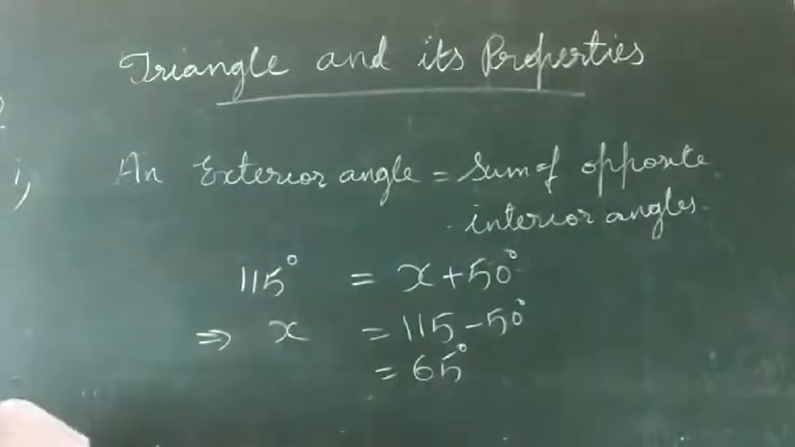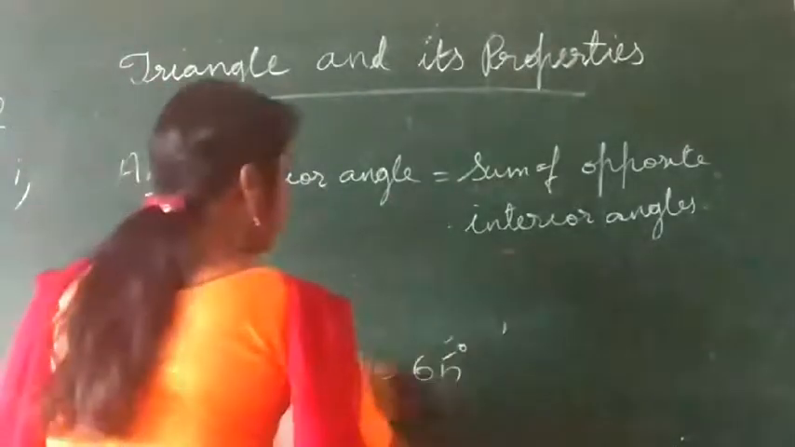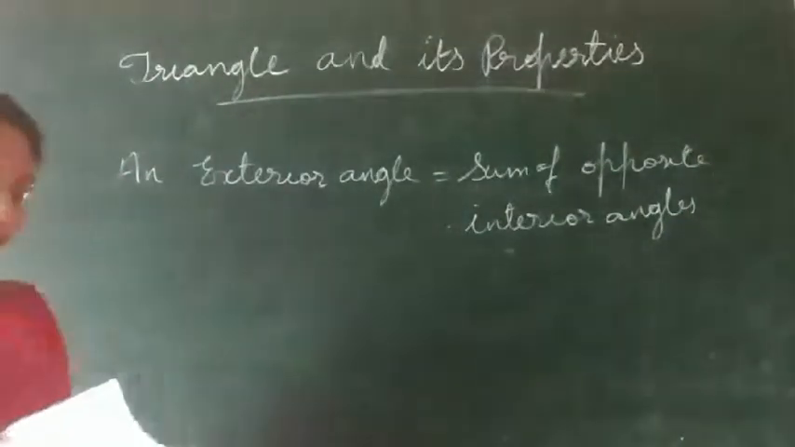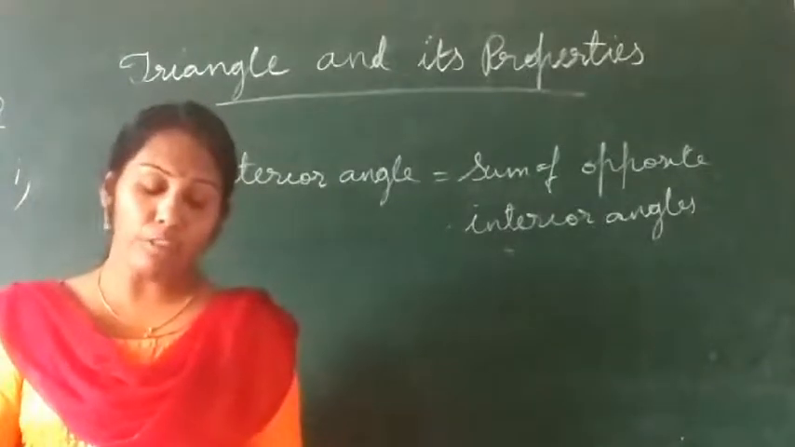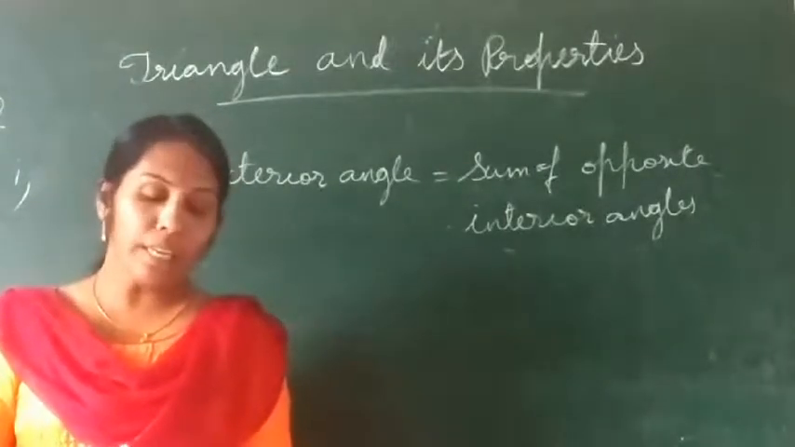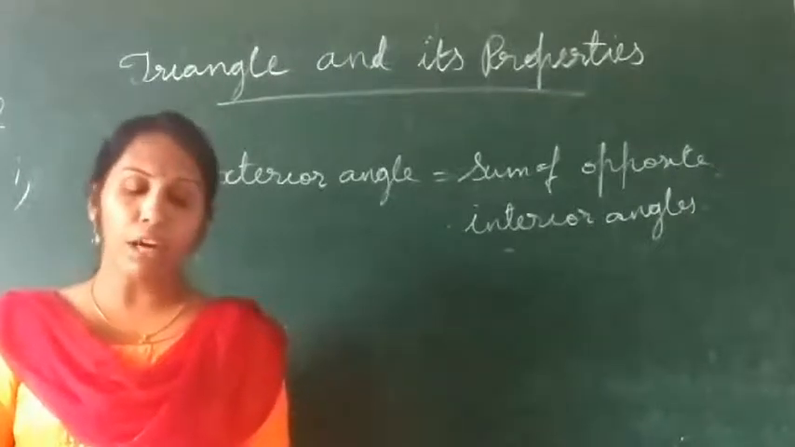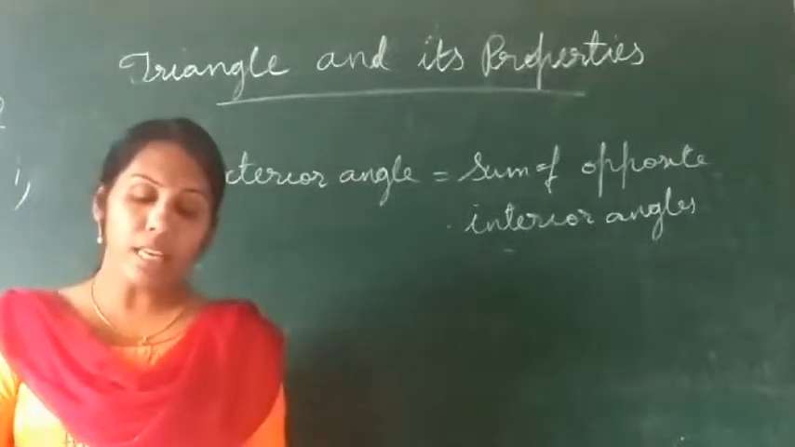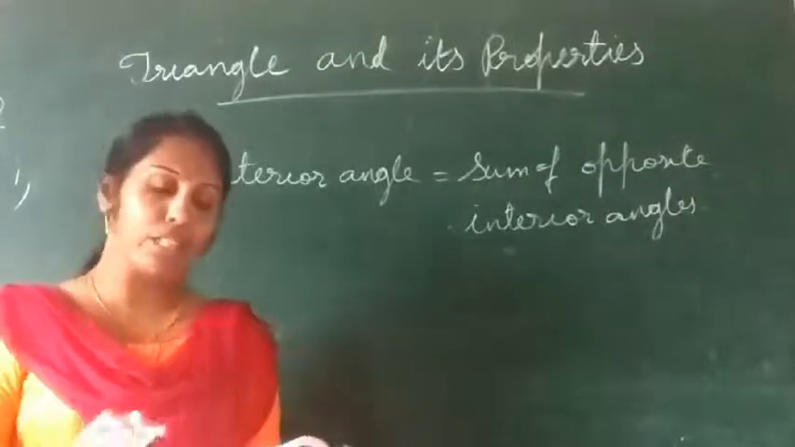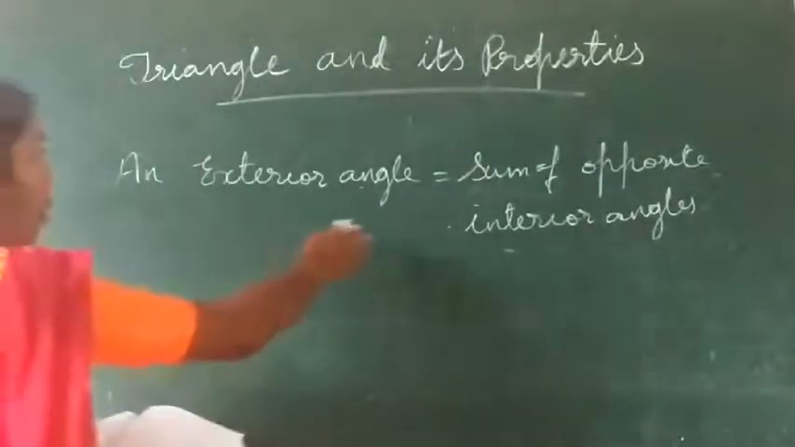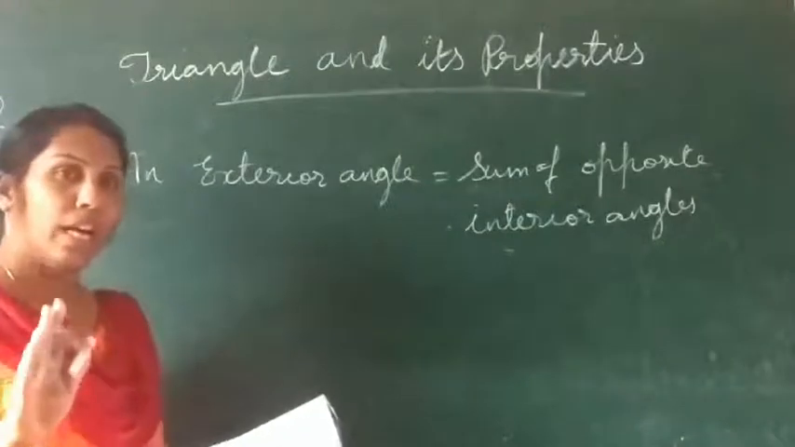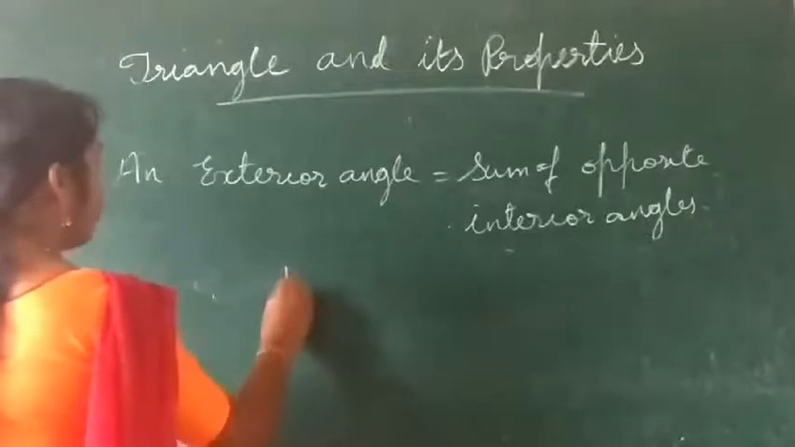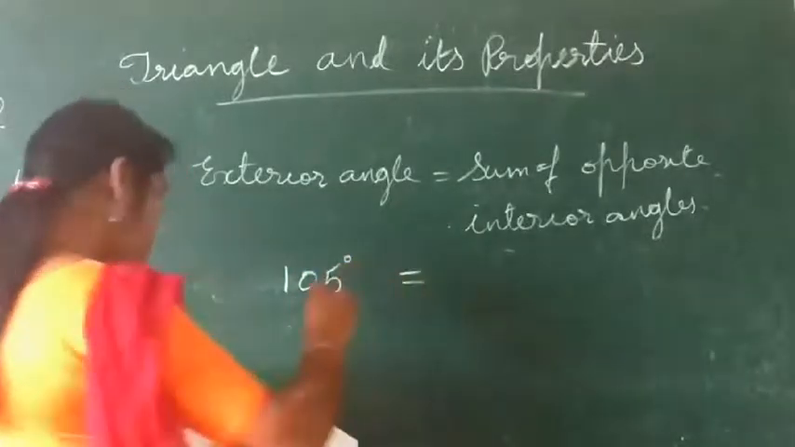Now question number 3, first question. Find the value of x in each of the following diagrams. In the first question, two interior angles are given in terms of x, and the exterior angle is given. The interior angles are the opposite interior angles of the given exterior angle. Therefore, we write the same property: an exterior angle is equal to the sum of the opposite interior angles, and the exterior angle given is 105 degrees, which is equal to the sum of the opposite interior angles.